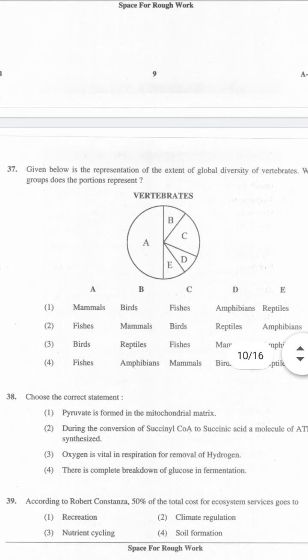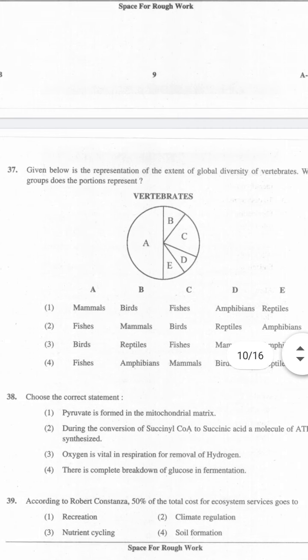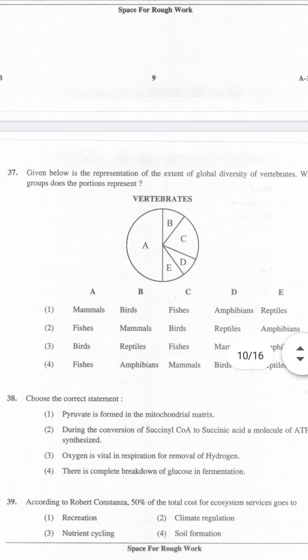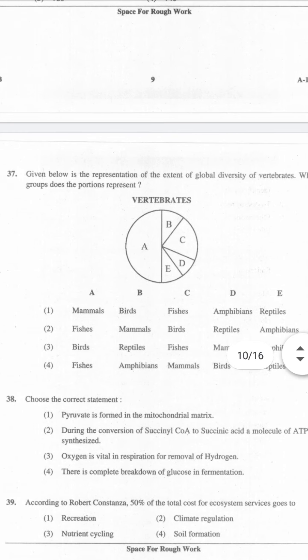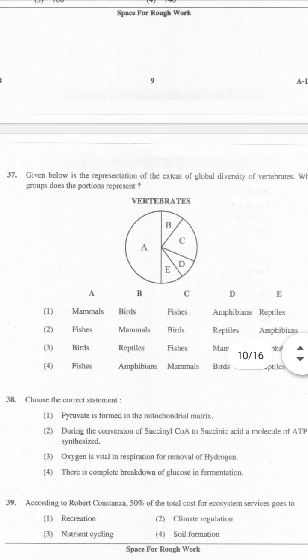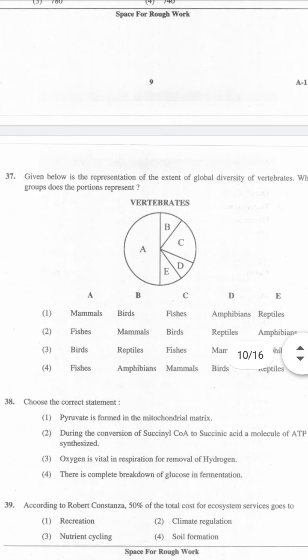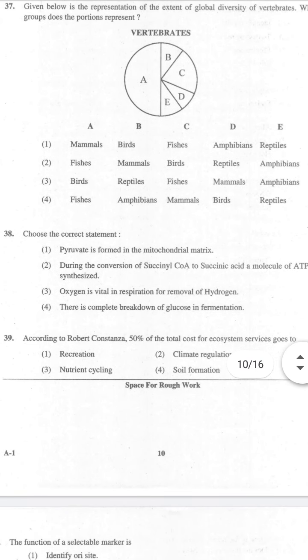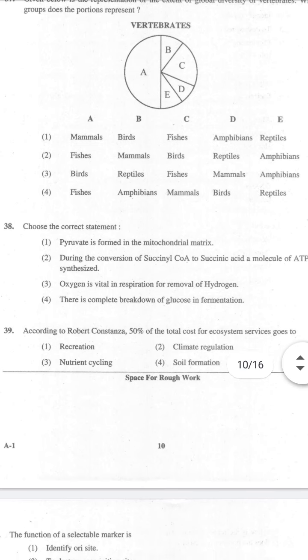Understand? Next, let's see the solution for this. According to the given pie chart, fishes have maximum global biodiversity, followed by mammals, birds, reptiles and amphibian species. Understand? Now, question number 38. Choose the correct statement. Option 1, pyruvate is formed in the mitochondrial matrix.